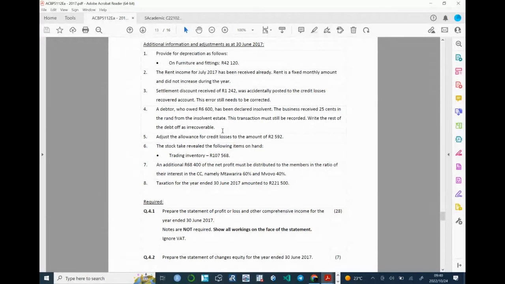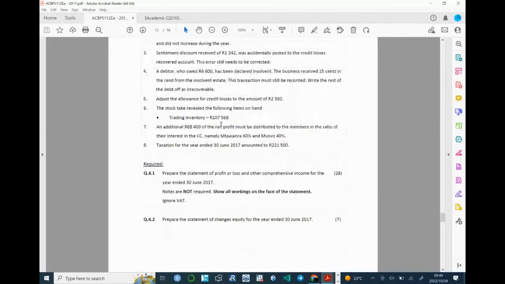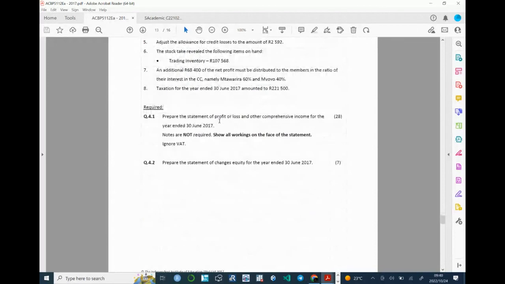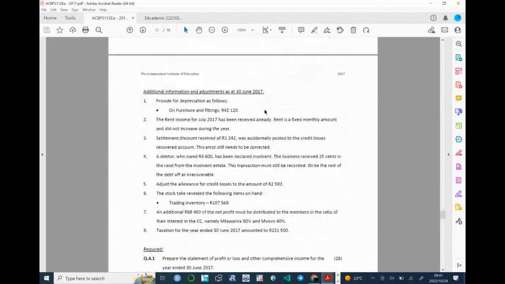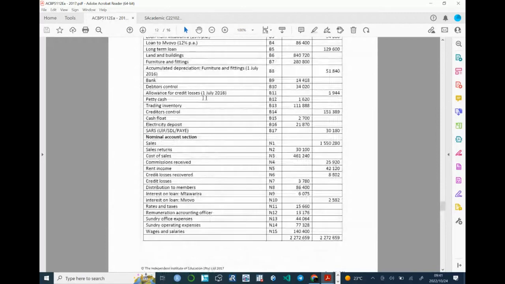Okay. All right. Number 5. We're almost there, guys. Adjust the allowance for credit losses to the amount of 2,592. We saw this earlier where they asked us to create it. And you see now, here they said adjust. Let's see if there's already an existing credit losses. All right, so there we already have an existing credit losses, and that's 1,944. So now we are adjusting this upwards. Can you see that?